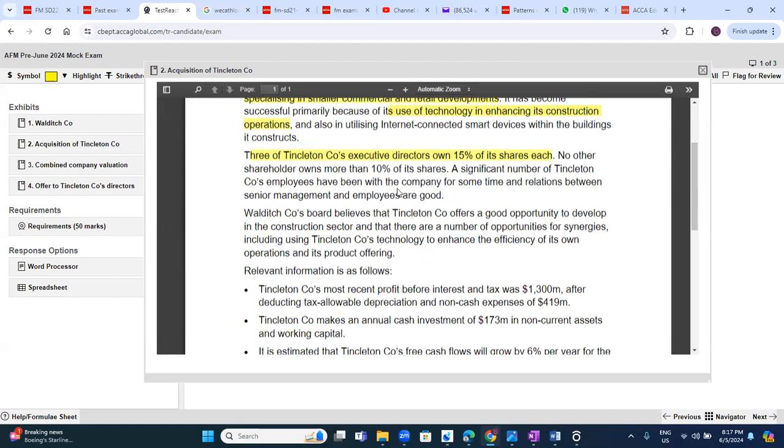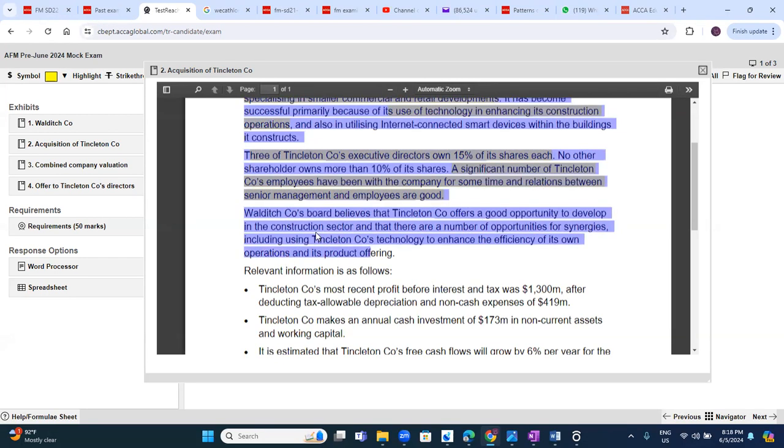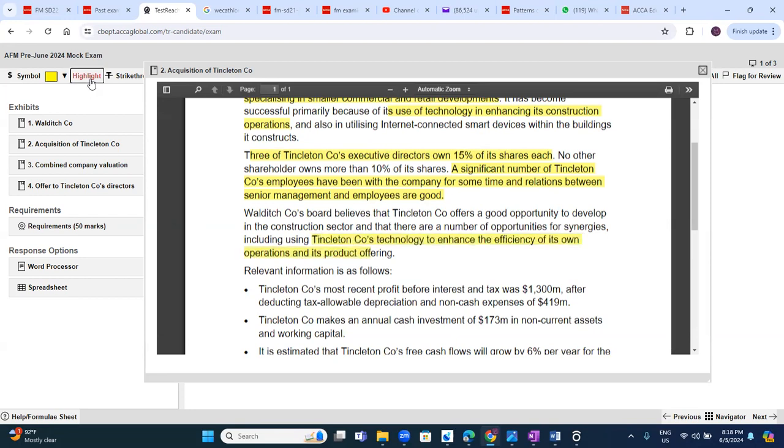A significant number of Tin Company employees have been with the company for some time, and relations between senior management and employees are good. This is not common in your company. In your company, especially in infrastructure service division, employees were leaving. Many employees have already left. W Company board believes that Tin Company offers a good opportunity to develop in the construction sector, and there are a number of opportunities for synergies, including using Tin Company technology to enhance the efficiency of its own operation and its product offering. Okay? This is a synergy benefit.